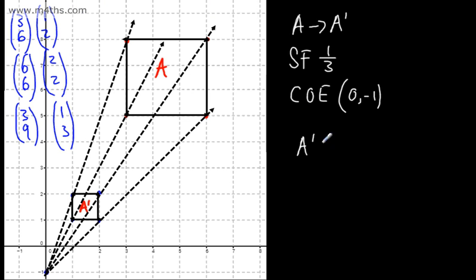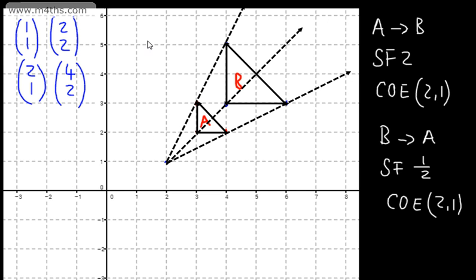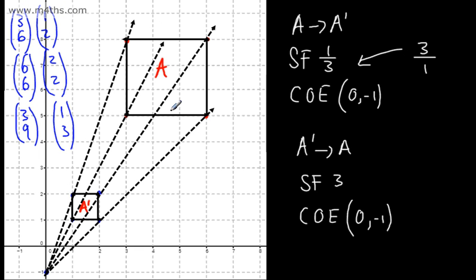Of course, from the last one, if we map A dash to A, scale factor of positive 3, it's simply the reciprocal of this fraction. The reciprocal is turning the fraction upside down. So 3/1, and again, centre of enlargement will be (0, -1). Both of these examples we've just done have been positive scale factors. We can see now that these are both the same side of the centre of enlargement. What we're now going to do is look at some negative scale factor enlargements, and they will be the other side of this centre of enlargement.